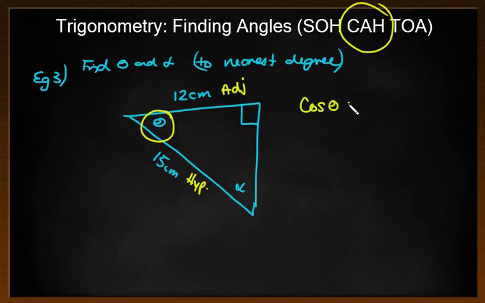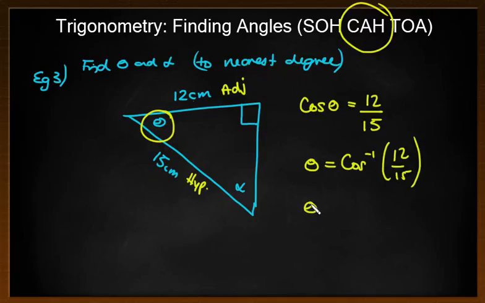So cos theta equals my adjacent, which is 12, over my hypotenuse, which is 15. To find my theta, we're doing cos to the -1, and doing 12 over 15. And then we're simply typing that into the calculator, shift cos. We're doing 12 over 15 and then letting our calculator do the work. Now, I've said to the nearest degree here, so my answer is 36.869... which means we've got 37 degrees.